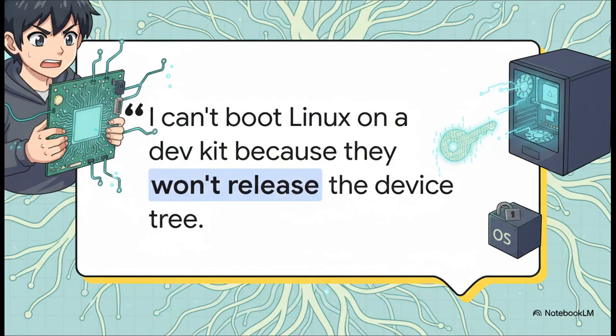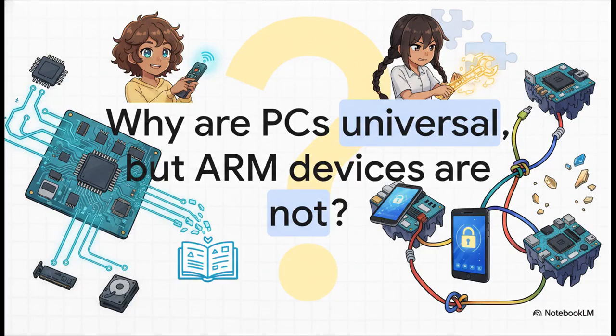Okay, and let's just kick things off with a real-world cry for help from a developer. Man, this one sentence just nails the whole problem, doesn't it? The reason they can't boot another OS all comes down to one missing file, this thing called a device tree. So what in the world is that, and why doesn't your PC seem to need one at all? And that, right there, is the big question for today.